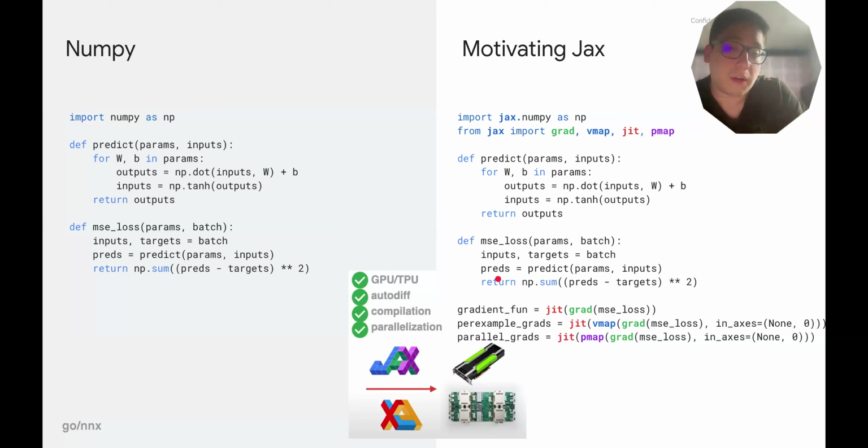So if I want to compute the gradient of the mean square error, I can just do grad of the mean square error. That will give me a function that calculates the derivative of that function at that point. If I want to make it fast, I can just jit it. If I want to compute gradients per example, let's suppose that we have 15 examples and I want to calculate all of them at the same time, I can vectorize the gradient. So I take the gradient of the function, I vectorize it, and I make it fast, right?